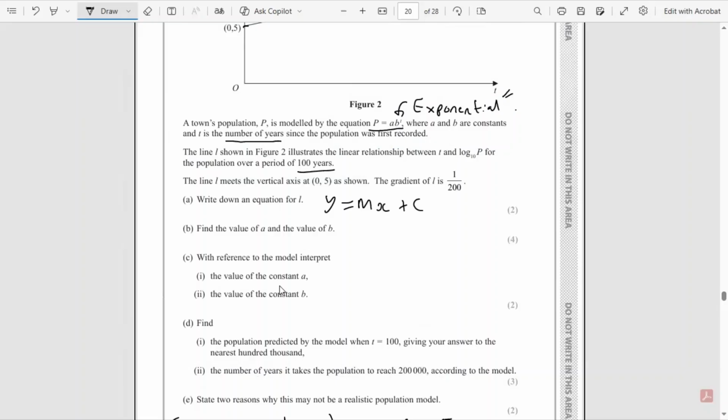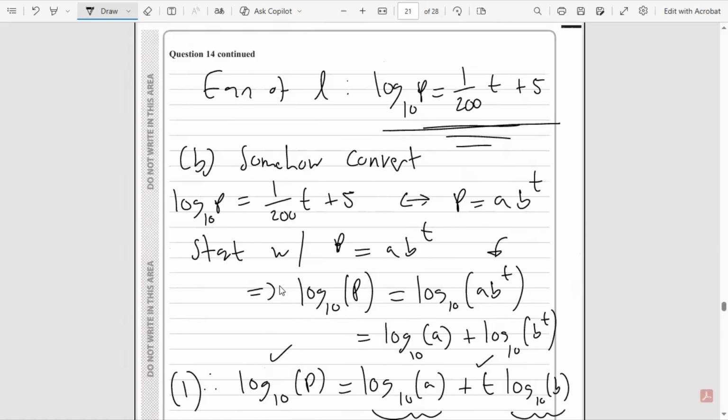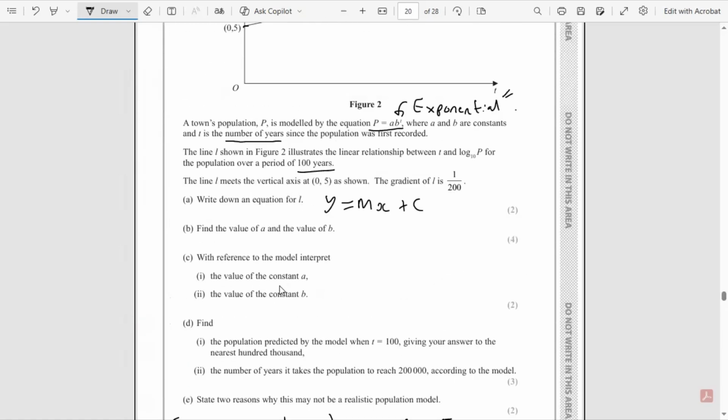Perfect. So now let's move on to part C. With reference to the model, interpret the value of A. I've kind of run out of room down here, so I'm going to try and fit in my answers here. So for part C, interpreting the value of A.